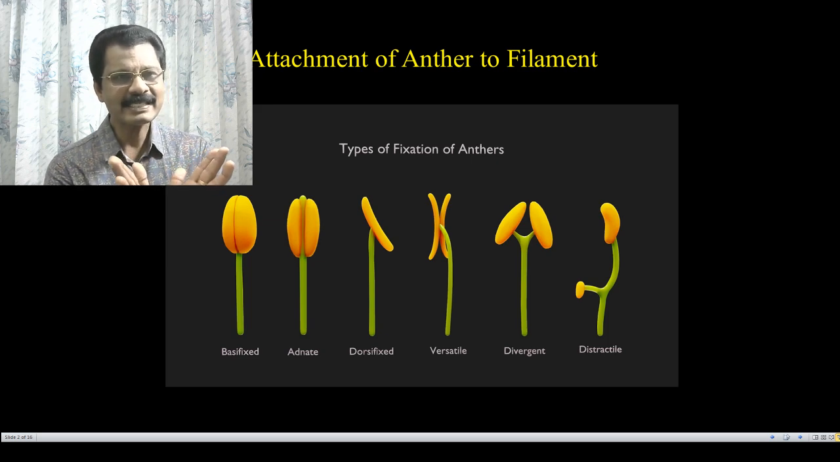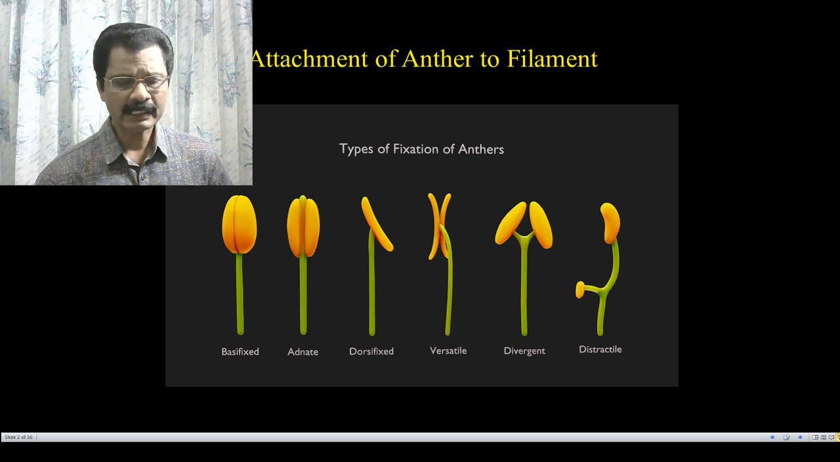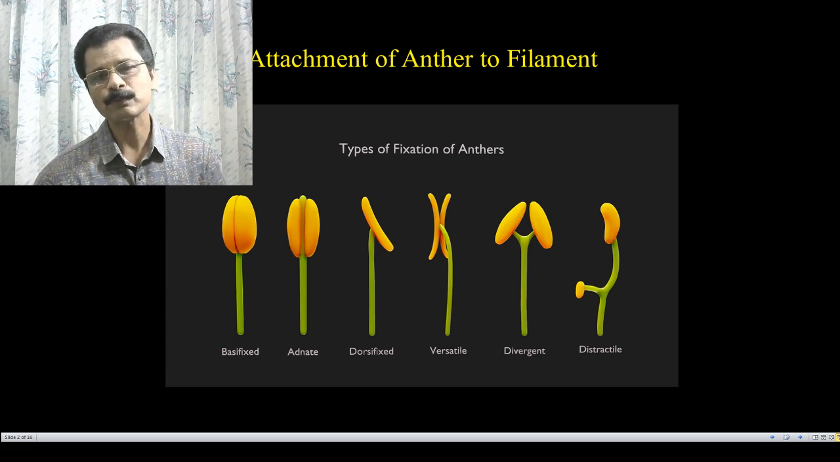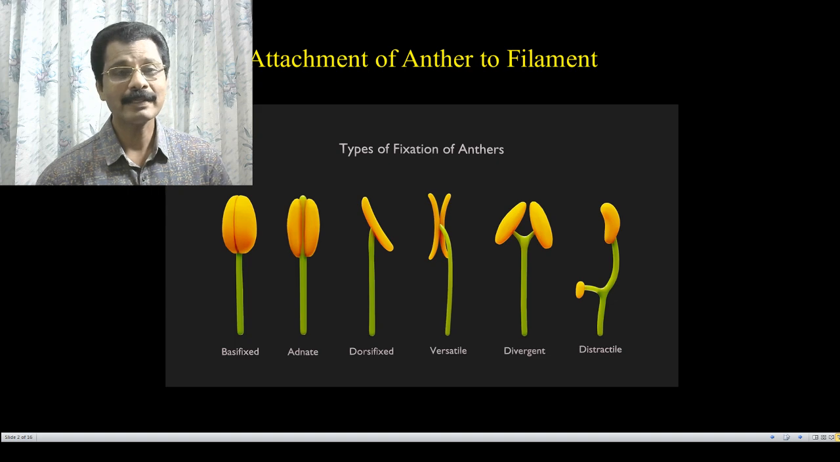Sometimes the connective is divergent and anther lobes are attached far apart, and such type of anther is called divergent anther. Sometimes the connective is a long stalk-like body, and placed crosswise, right? Here you can see, it is placed crosswise on the filament, separating the two anther lobes. And the longer one is fertile, and the shorter one is sterile. And such a type of attachment is called distractile anther.